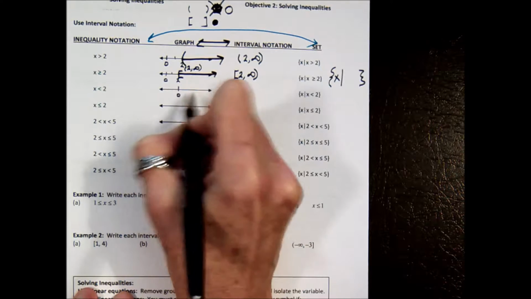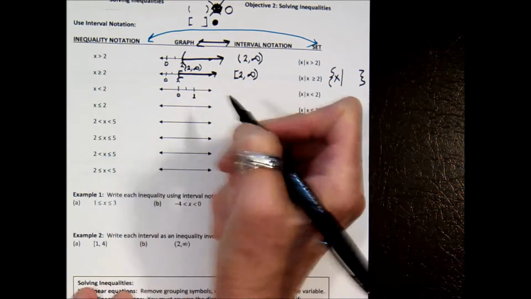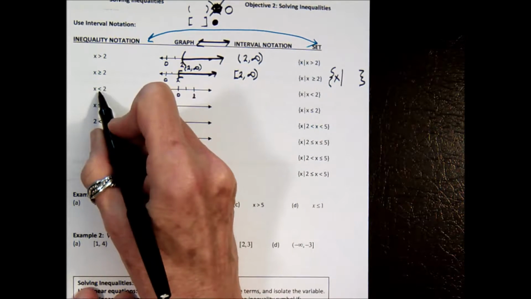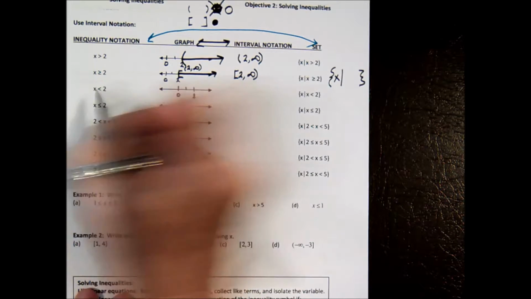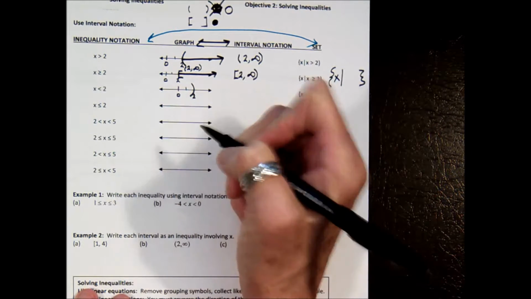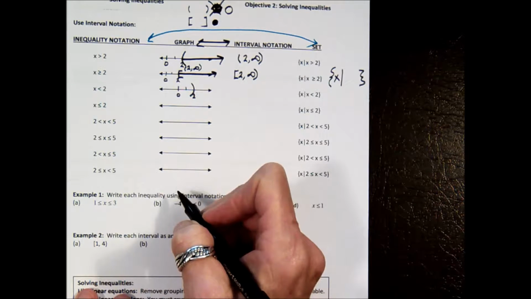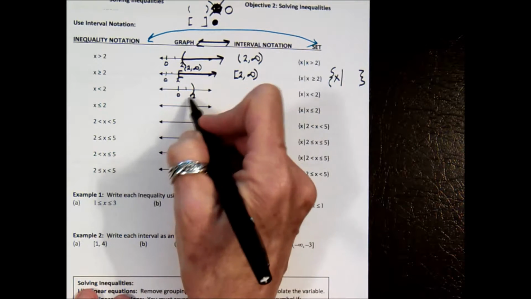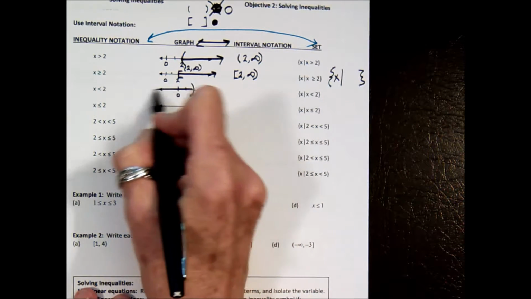X is less than 2. Again, we have 0 as our reference point. 2 is our key number. This time it is a parenthesis, and since it's pointing left, my parenthesis has to be the one that's pointing to the left. So it's the right side of the parenthesis because its ends are pointing left. And it goes that way.